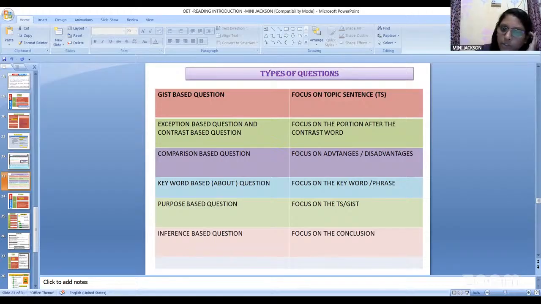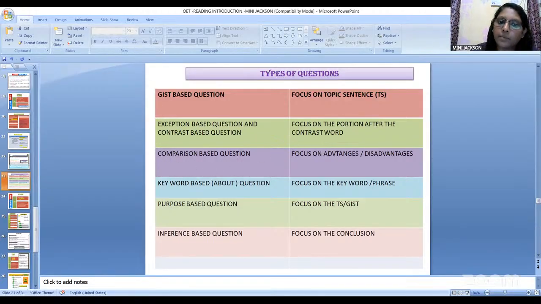What is that? Contrast-based question means a contrast word will be there, such as however or but. Always remember that if there is a contrast word, the answer will be after the contrast. Exception-based and contrast-based means they give the positive things in the upper portion before the contrast word. Then after the contrast word, they mention the negative things. So focus on the portion after the contrast word; there you can get your answers.